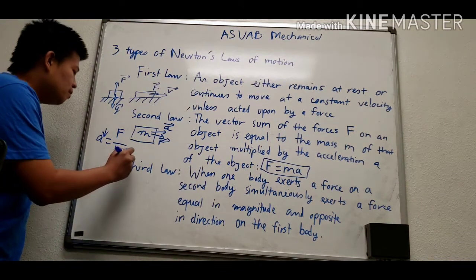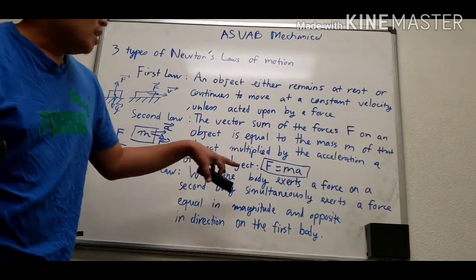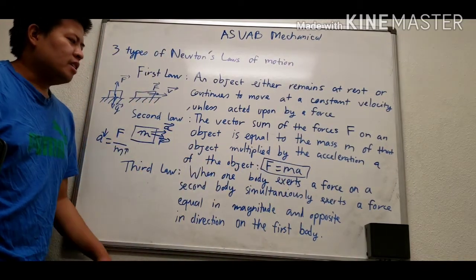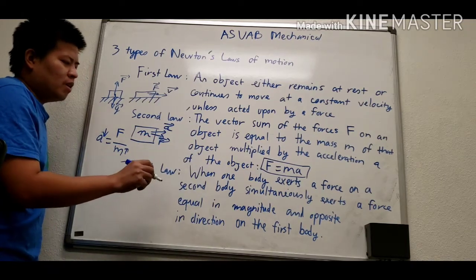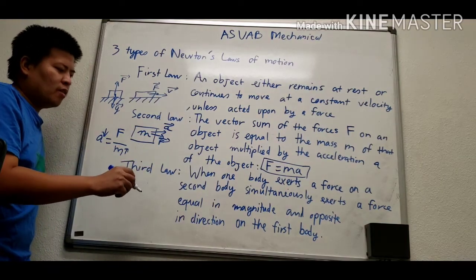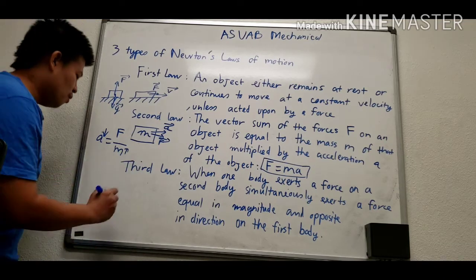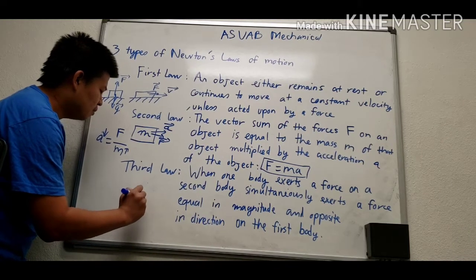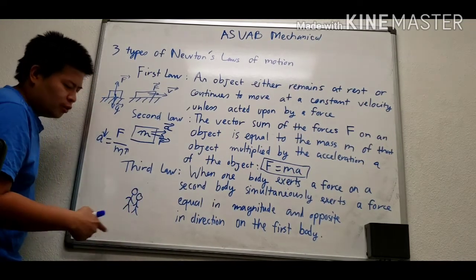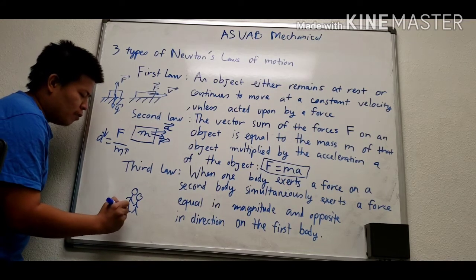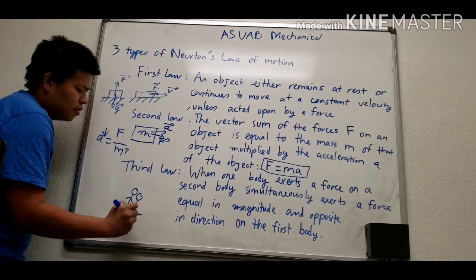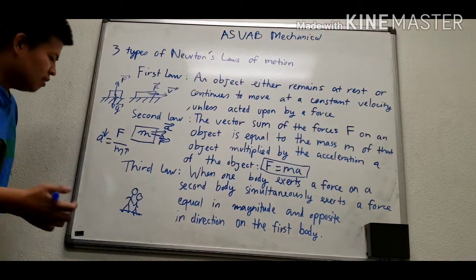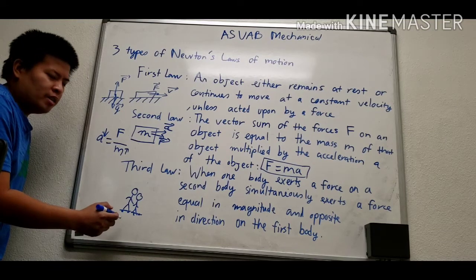The third law: when one body exerts a force on a second body, the second body simultaneously exerts a force equal in magnitude and opposite in direction on the first body. For example, we have two persons on skateboards. They are close together, on the skateboards.